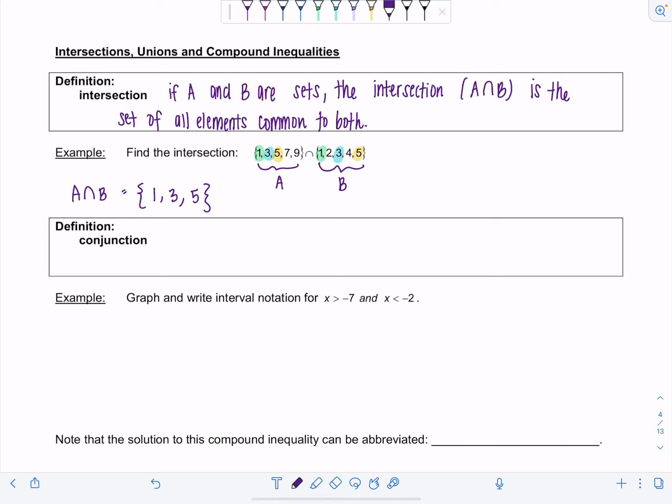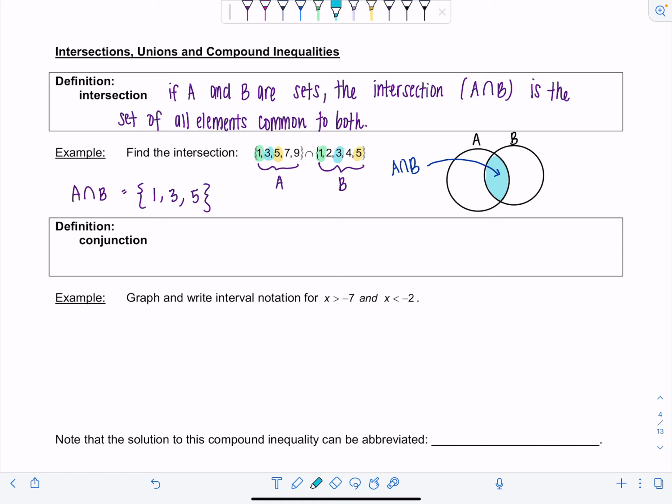Okay. And like I mentioned, if you've seen this with Venn diagrams before, so say this is set A, and then this is set B, this portion right here in the middle where they overlap is A intersect B, what they have in common. Okay, good. Now we're going to add on to this idea.